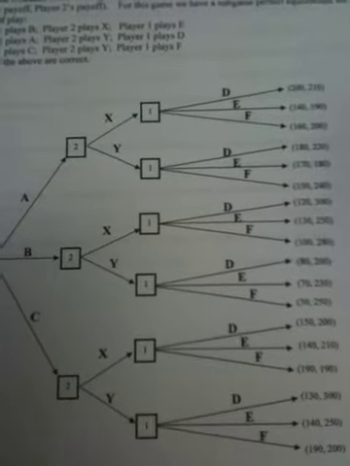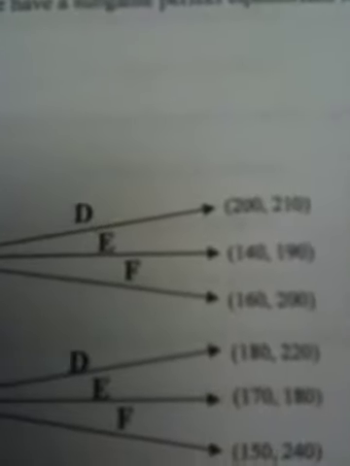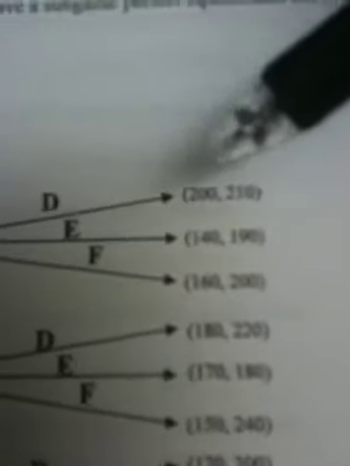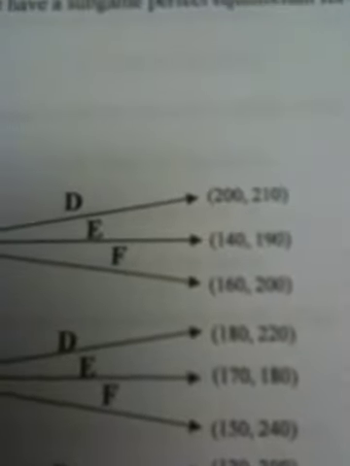So the first thing you want to start with is player 1 can choose between D, E, and F, assuming that players 1 and 2 have already made decisions beforehand. So the first situation, the best move for player 1 will be to choose which one of these payoffs is the highest in the player 1 spot. So that's the 200 because it's higher than 140 and 160. So you can eliminate these two.